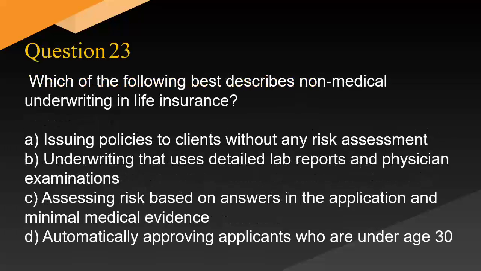Which of the following best describes non-medical underwriting in life insurance? A. Issuing policies to clients without any risk assessment. B. Underwriting that uses detailed lab reports and physician examinations. C. Assessing risk based on answers in the application and minimal medical evidence. D. Automatically approving applicants who are under age 30.